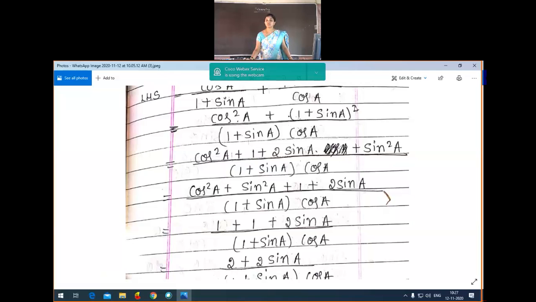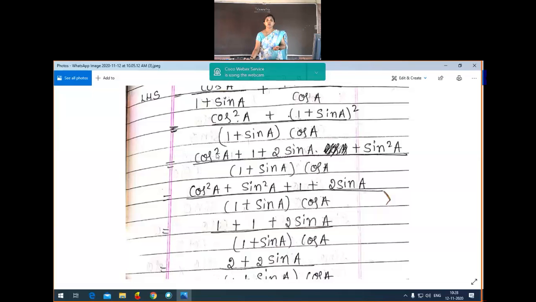What is the value of 1 plus sin A whole square? Here we have to use the identity: A square plus 2AB plus B square. So what is that, A and B? A is 1, B is sin A. Then A square is 1 only now. Plus 2AB: 2 into A value 1 into B is sin A. So 2AB in the sense 2 sin A, plus B square, sin square A, divided by this denominator as it is, 1 plus sin A divided by cos A.